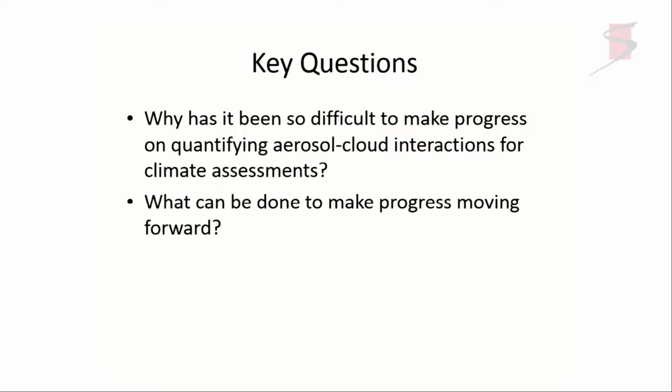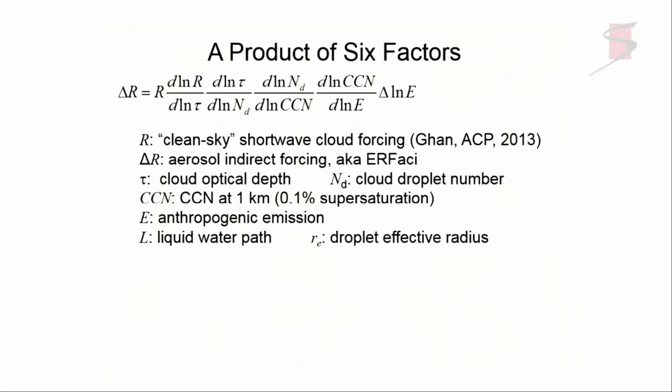So the key question here: why has it been so difficult to make progress, and what can be done to make progress moving forward? Hopefully some of what we'll show here will illustrate some of these things. Essentially what is being done in this study is linking the radiative forcing caused by aerosols, the aerosol indirect effect, and I should state this is only the warm cloud problem here. So we're only looking at liquid clouds. But he's breaking this down into various factors, what he calls factors, that start from the emissions.